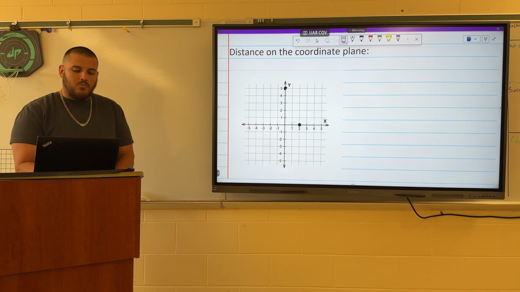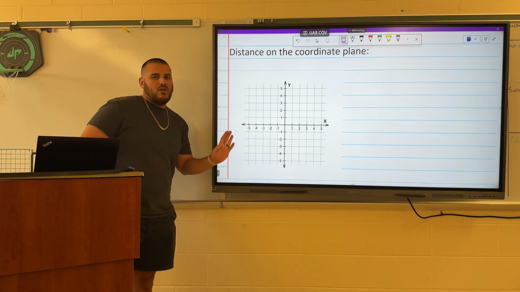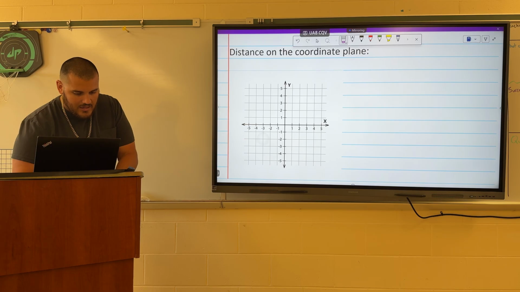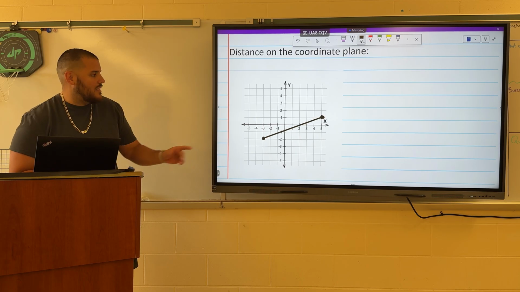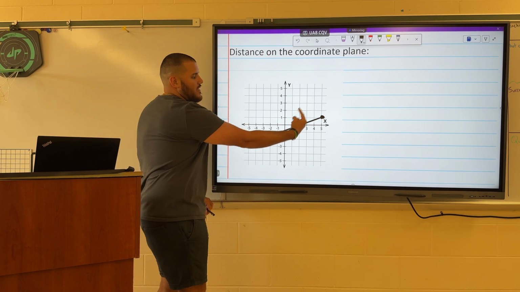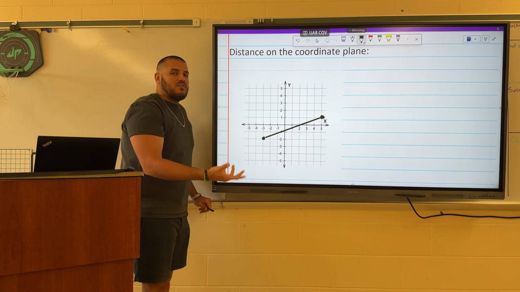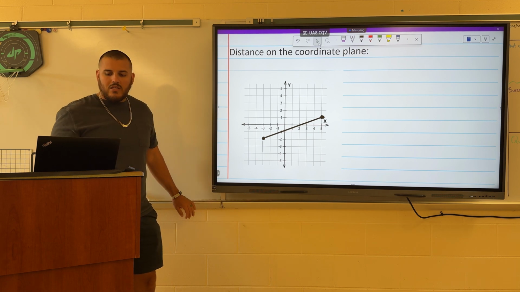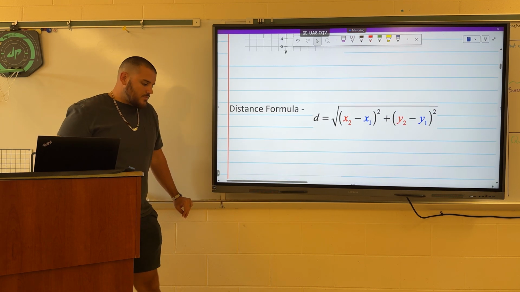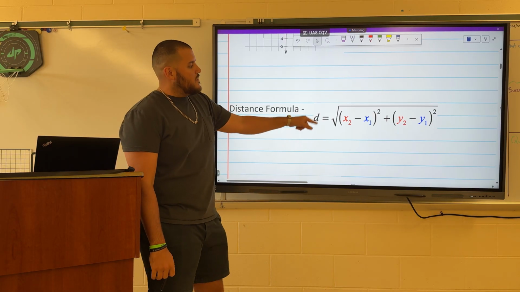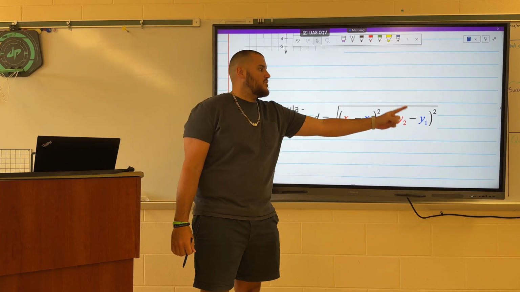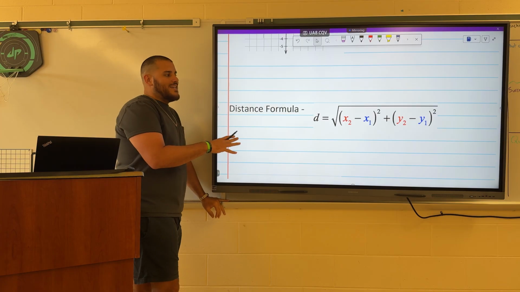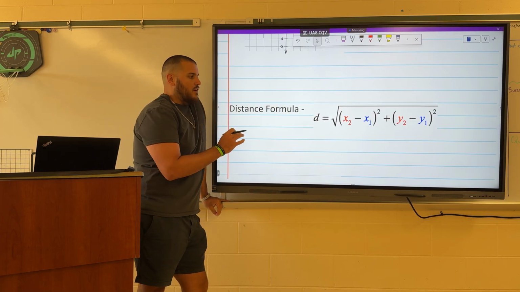Where it gets tricky on the coordinate plane is when our points are not horizontal or vertical to each other. So if I had a point here at (-3, -2) and a point here at (5, 1), this is now a diagonal distance, so the length of that segment can't be counted by your finger. We're going to have to use a formula, and that formula is the distance formula. So we have lowercase d for distance equals the square root of (x2 minus x1) squared plus (y2 minus y1) squared. This formula is provided on the reference sheet for your end of course exam.